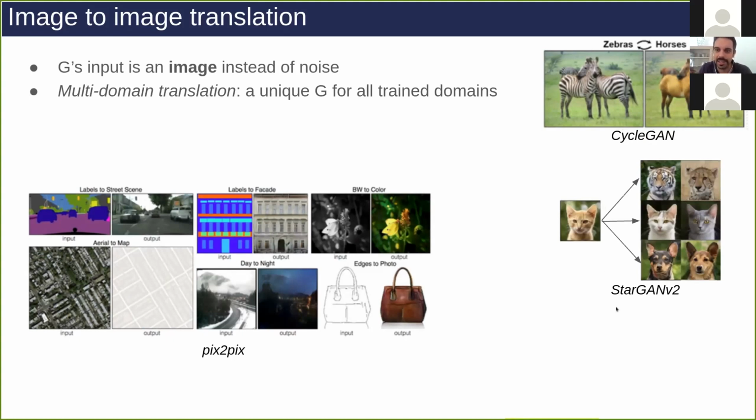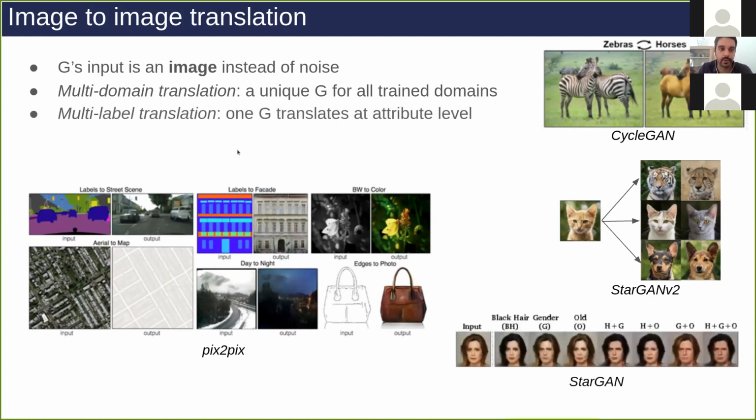Then we have another field inside image-to-image, which is the multi-domain translator. In this subfield, we have a unique generator for all trained domains, as is the case for StarGAN v2. We have here an image of a cat, and then we have different styles, different domains, okay? And each of these is a domain. For instance, we have the domains of tigers, of cats. Again, we are moving from cat to cat. And we have the domain of dogs. And here you can see that we have different styles for each domain. We can have this type of tiger, that other type of tiger, or cat, let's say, this type of dog, this other type of dog. So we can affect the style inside the domain. And then finally, we have multi-label translation, which is actually more generic.